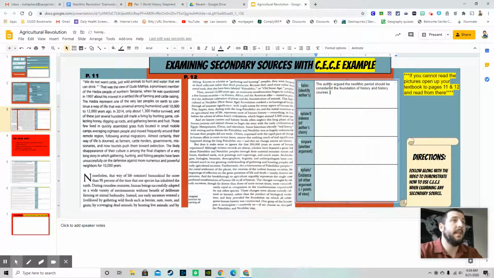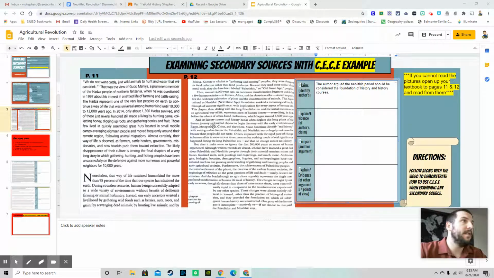So you could take something like this that I wrote in this box here. You could also write your own answer for this one. Again, this is us just doing it together so you get an idea of how to do your CECE acronym. So for my claim, I put the author argued that the Neolithic period should be considered the foundation of history and history courses. Let's move on and see what's next in this journal.